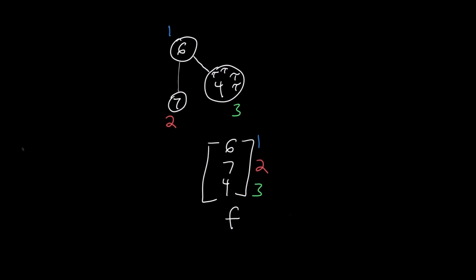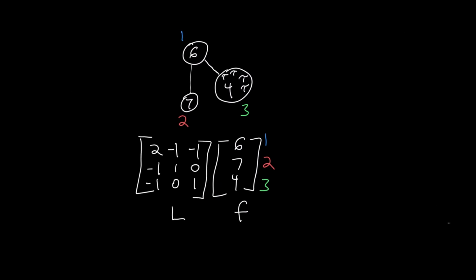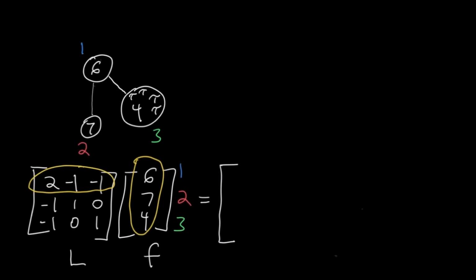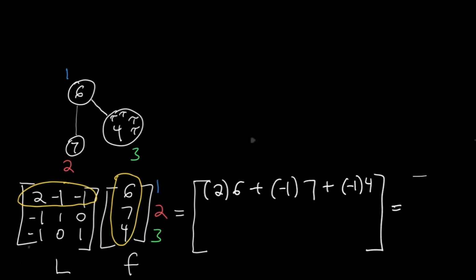while L captures a node's connectivity. Given that L is a matrix and F is a vector, we can perform matrix vector multiplication using L times F. This is simple. We just take each row of L and multiply each element in that row by its corresponding element in F. This outputs a value in the vector LF.